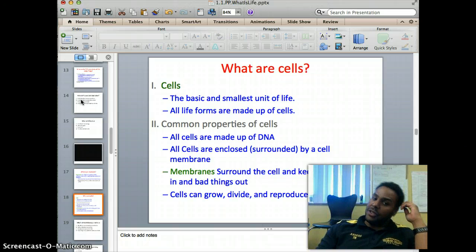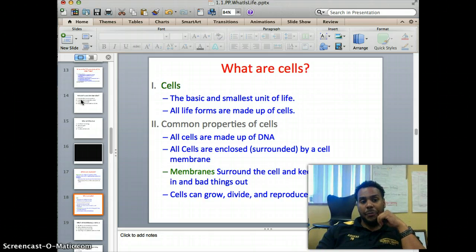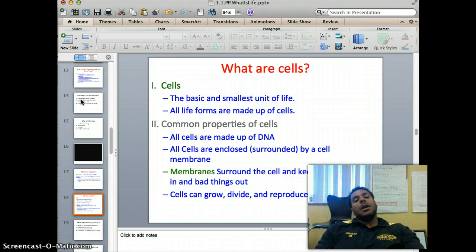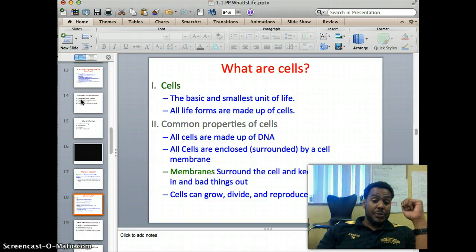You guys are familiar with this. You guys should have seen this in elementary school, maybe even talked about it last year with Miss Yamamoto. But cells are the basic and smallest unit of life. All life forms are made out of cells. If it's alive, it has cells. Make sure you box cells because it is green.